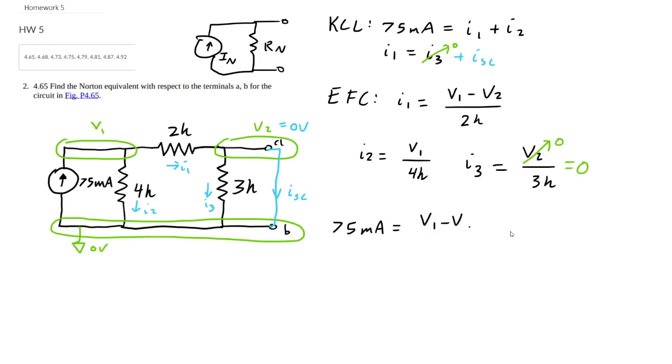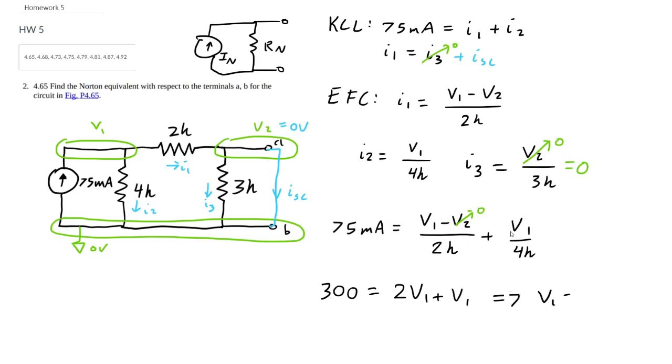So V1 minus V2 over 2K plus V1 over 4K. Now remember, V2 goes to 0 when we have the short. So we're going to multiply everything by 4,000 for the 4 kilo ohms. So 75 times 4 is 300. So 300 volts equals 2V1 plus V1, which means that V1 equals 100 volts.